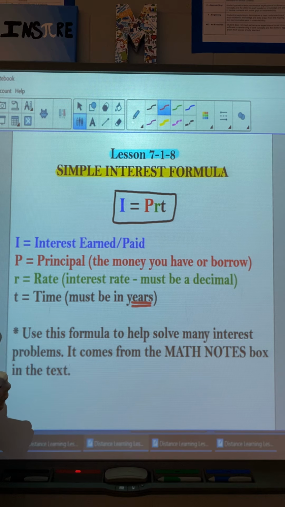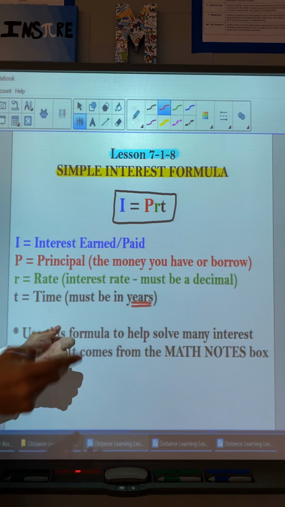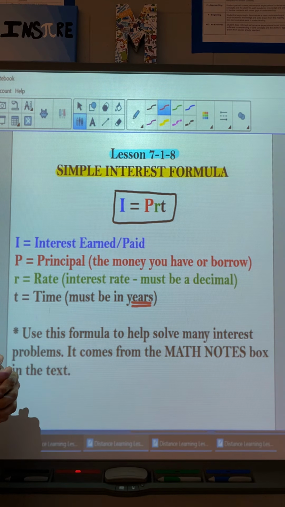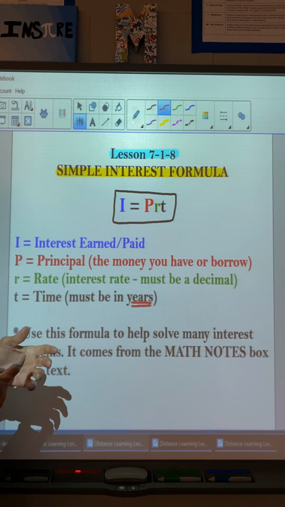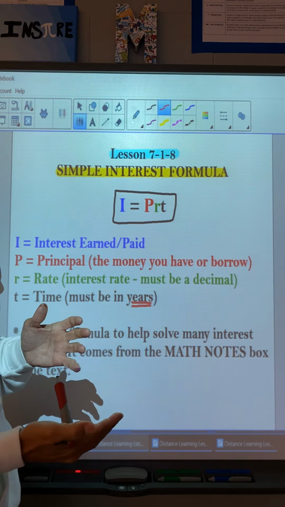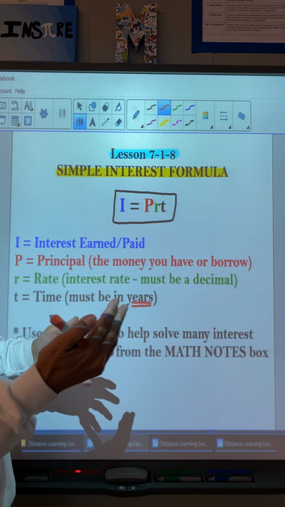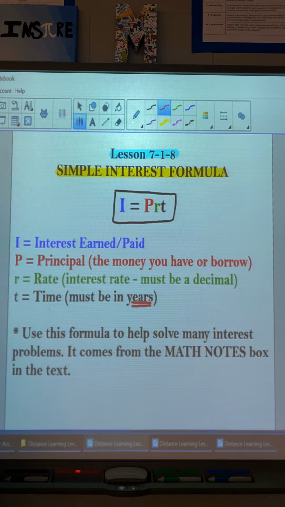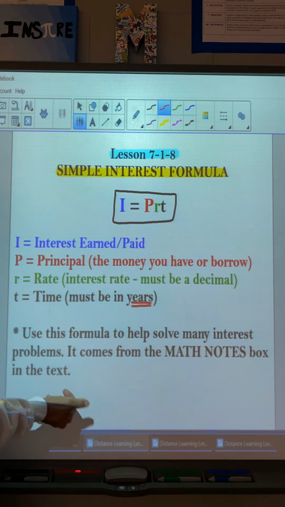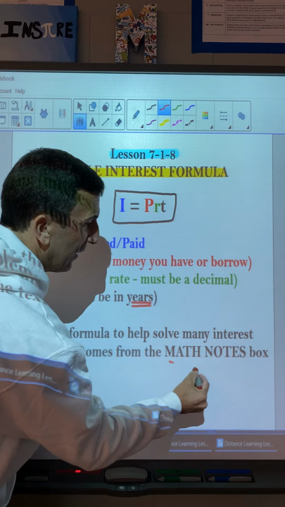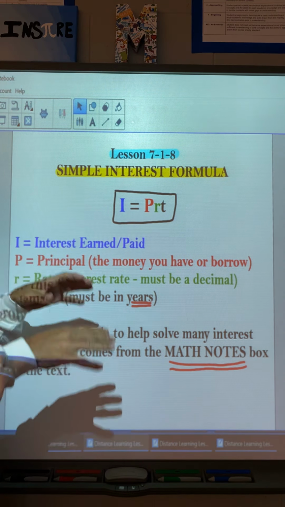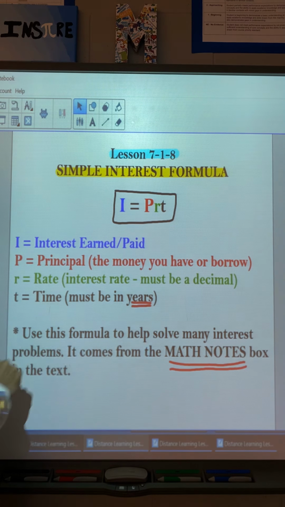So if they give you 1 week, you might have to change it to part of a year, that's 1 out of 52, because there's 52 weeks in a year. If they say months, okay, it could be 1/12 of a year, depending on what we're doing. So we're going to use this formula to help solve many of these problems. It is also in your math notes, so that math notes box that's between the lessons and the homework, you can check it out there.